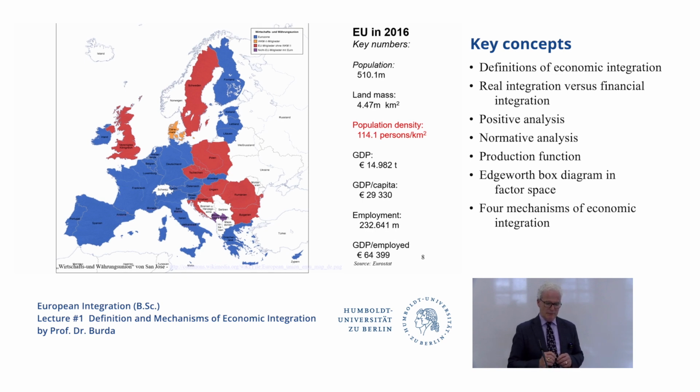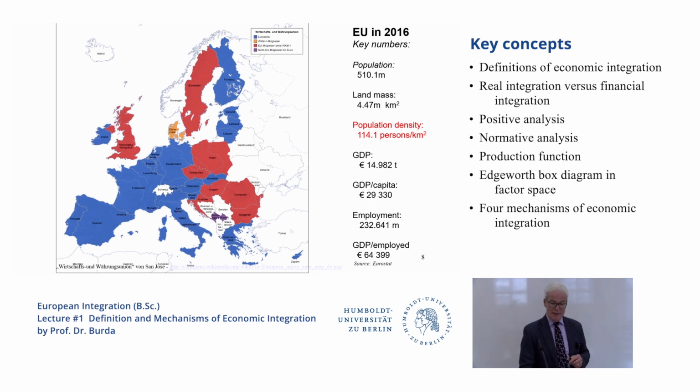510 million folks. Okay, and if you do the density calculation, it's about 115 people per square kilometer. GDP in total, this is in 2016, 15 trillion euros, comes to about 30,000 per capita. That's GDP per capita, per man, woman, child. Okay? 230 million people working. That's a pretty high employment rate, if you think about it. And GDP per employed person, 64,000.